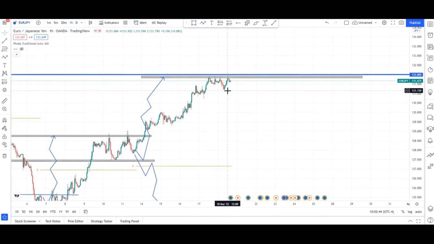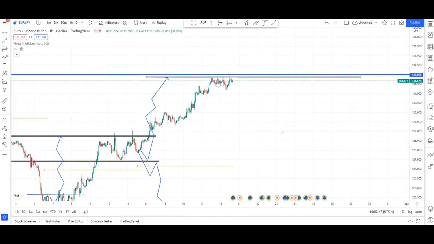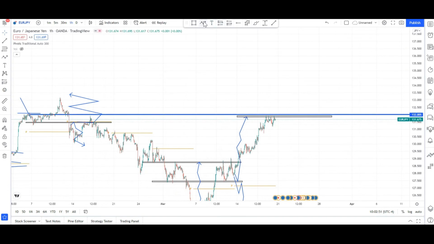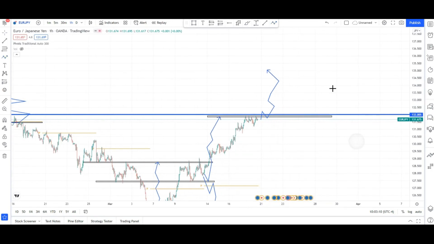Okay guys, you can see that exactly it's taking resistance right now. If it breaks, the upside momentum, we can get very nice momentum. It will definitely take a support somewhere here. Then our first target will be this, second target, third target, fourth target, and this will be the fifth, final target.